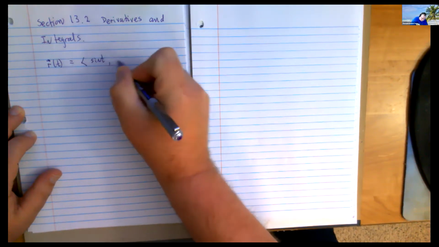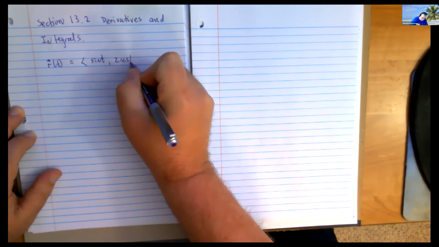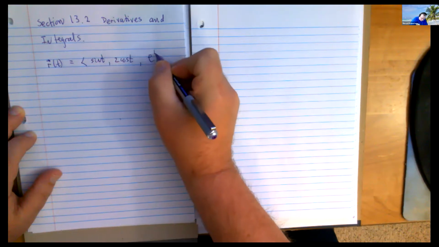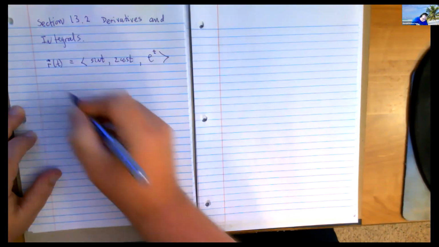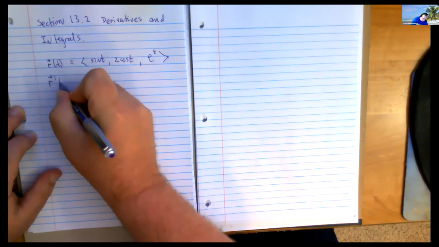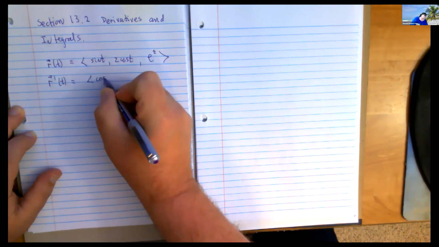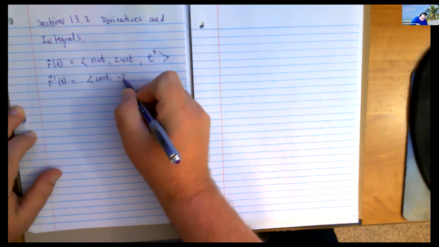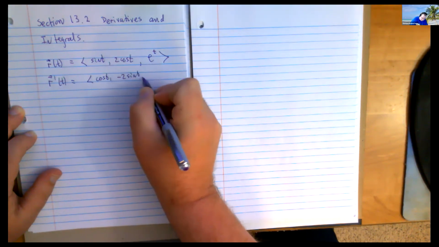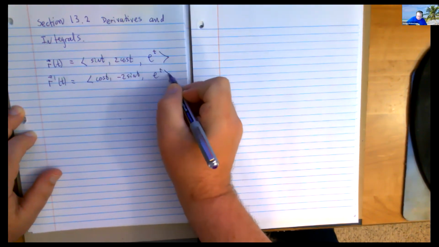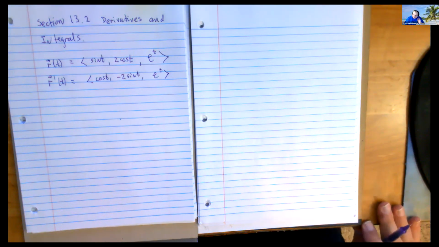Here's a sine t, here's a 2 cosine t, here's an e to the t. If you want to find its derivative, you differentiate sine, differentiate cosine, and you differentiate e to the t, and you call it good. Nothing too amazing. Okay.